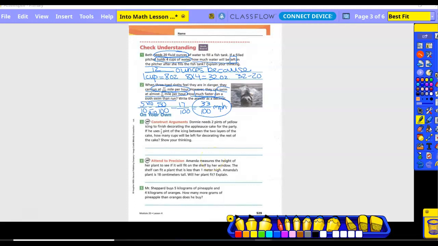Number 3, construct arguments. Johnny needs 2 pints of yellow icing to finish decorating the applesauce cake for the party. If he uses half a pint of the icing between the 2 layers of the cake, how many cups will be left for decorating the rest of the cake? Show your thinking. Okay, so we need blank cups, because that's how they want our answer. He has 2 pints, and then he needs to use half of a pint between the 2 layers. How many cups will be left for decorating the cake? What do I need to put in a box? How many cups.